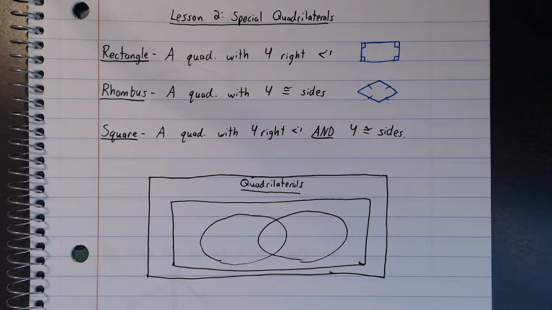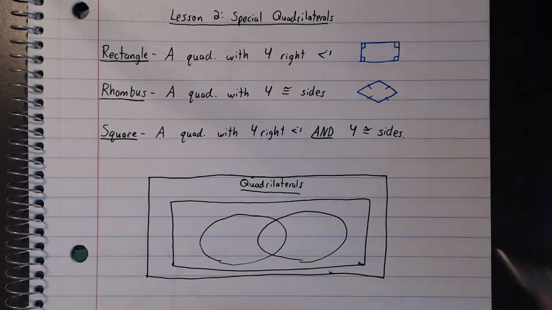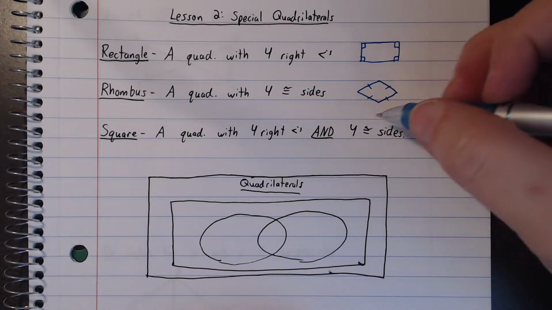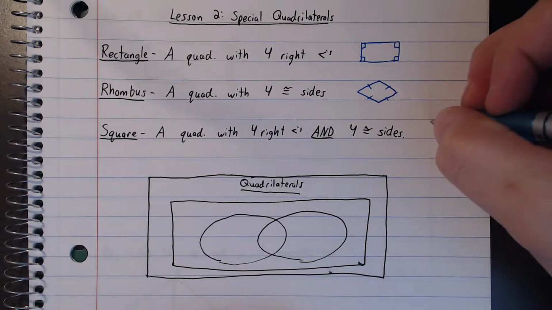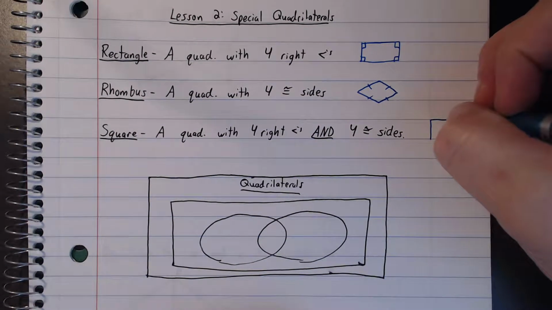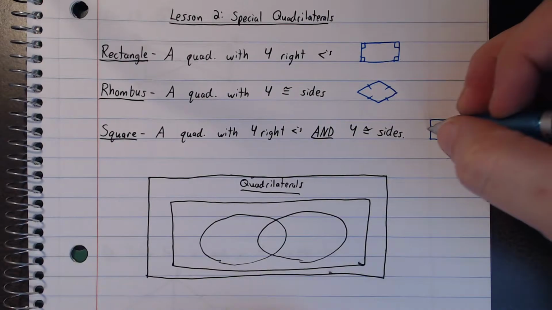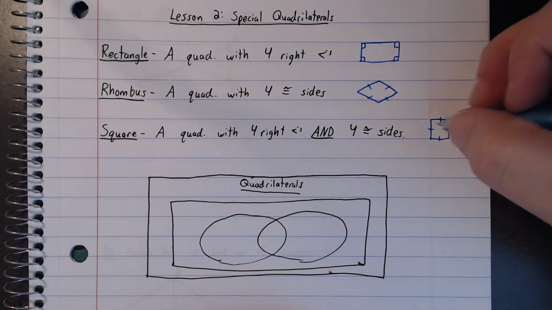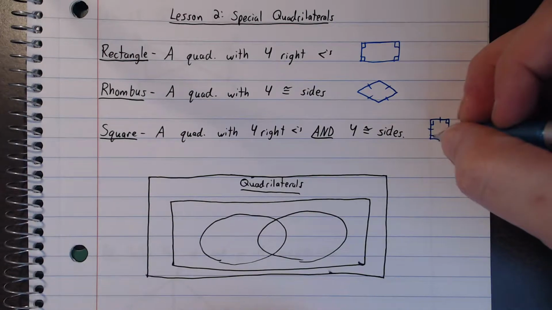Then we have the square. A square is a quad with 4 right angles and 4 congruent sides. So in case you forgot what these look like, we have 4 congruent sides and we have 4 90-degree angles.